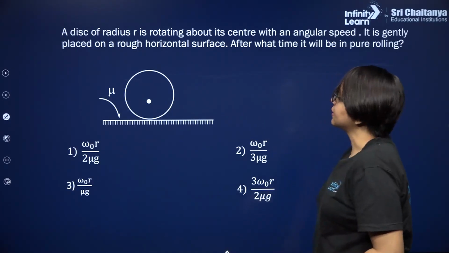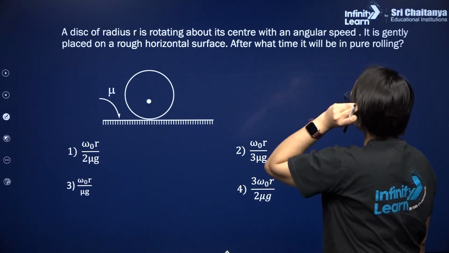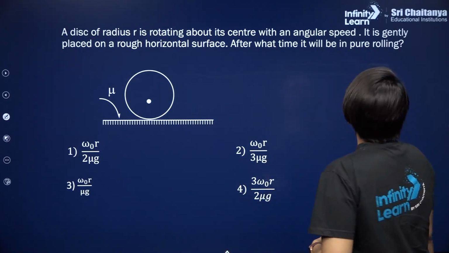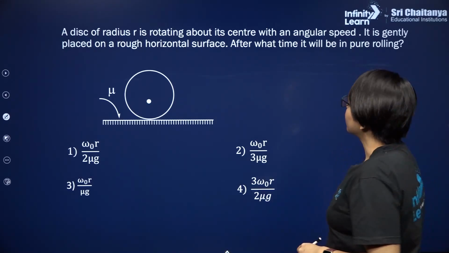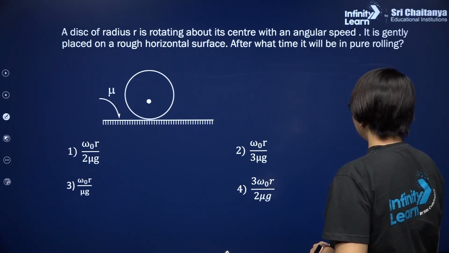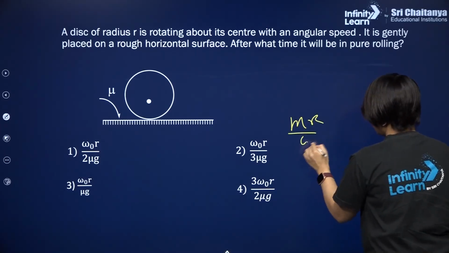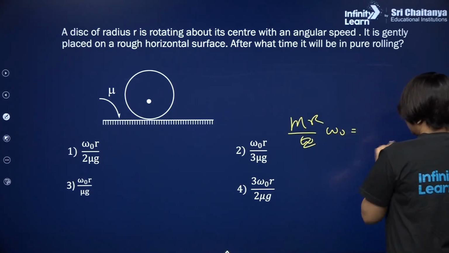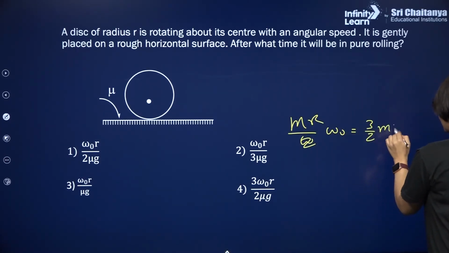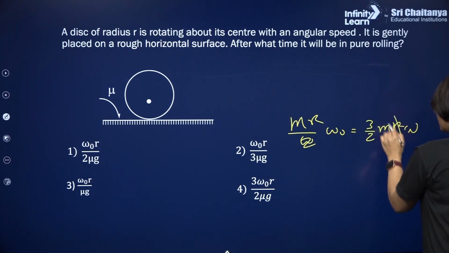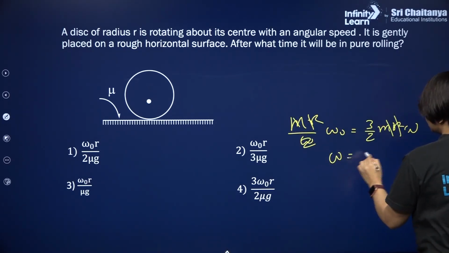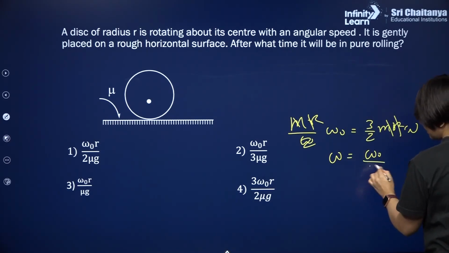Okay. Next is a disk of radius r rotating about its center with angular speed omega naught. It is gently placed on a rough horizontal surface. After what time will it be in pure rolling? So over here, mr square by 2 into omega naught should be equal to 3 by 2 mr square into omega. So omega is equal to omega naught divided by 3.